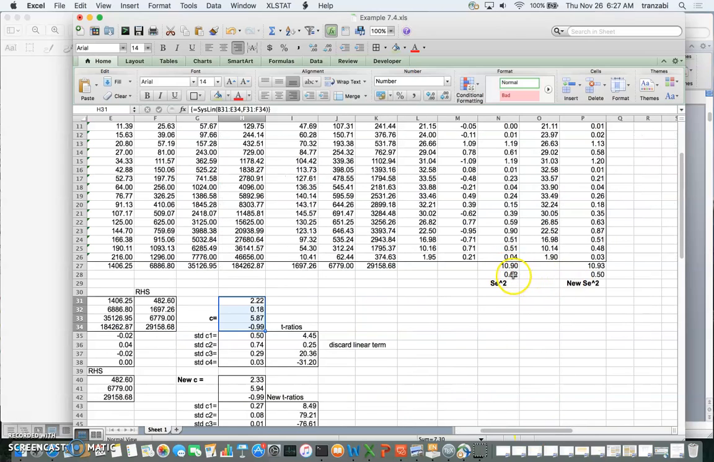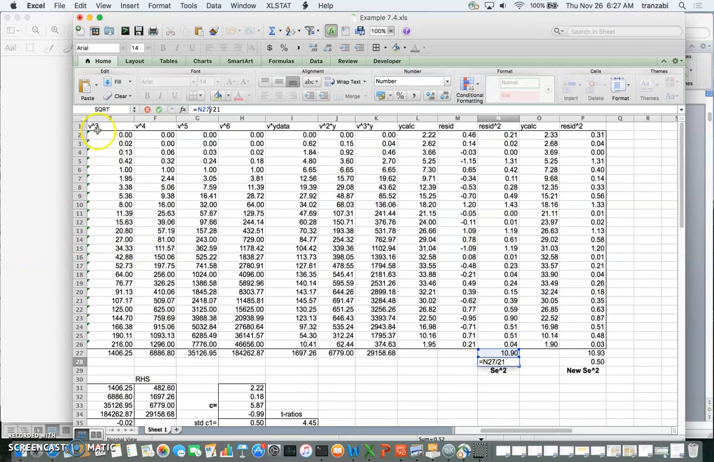So S sub E is going to be, let me see, I think this is the one. Yes. How many data points do we have? The data goes from 2 to 26, so that gives me 25 samples. And then I have 4 model parameters, C1, C2, C3, C4. So it's going to be 25 minus 4, which is 21. That's why I have 21 downstairs. The numerator is the residual squared, which I have right here, 10.9. So residual squared divided by 21 gives me SE squared.